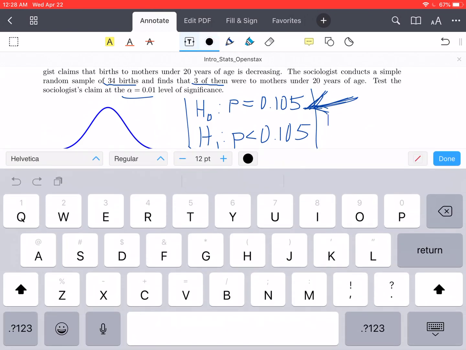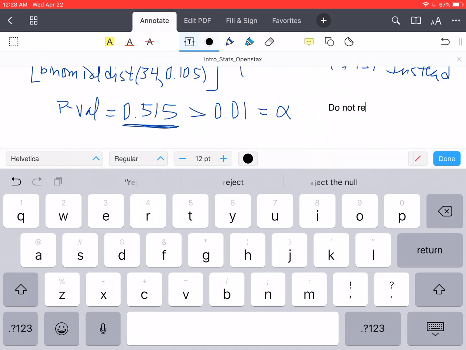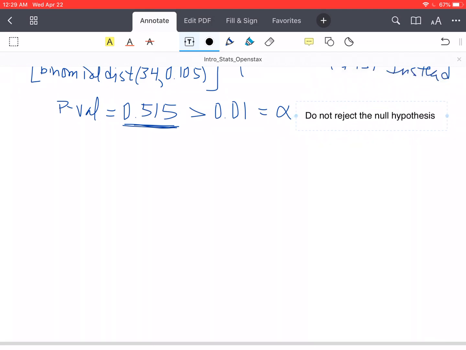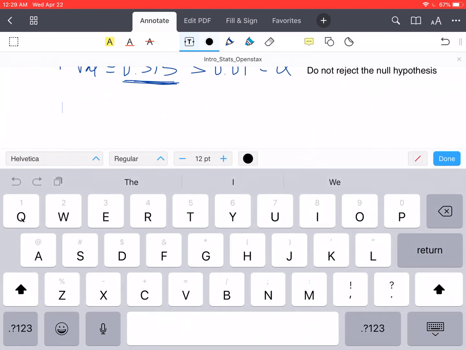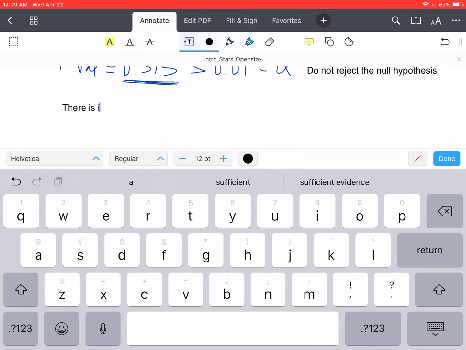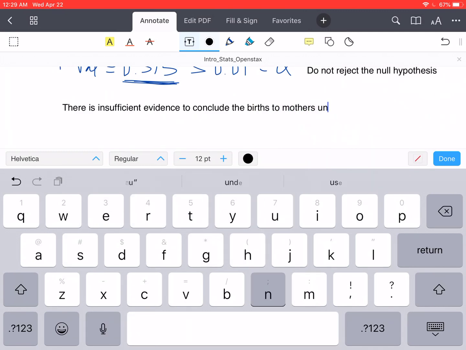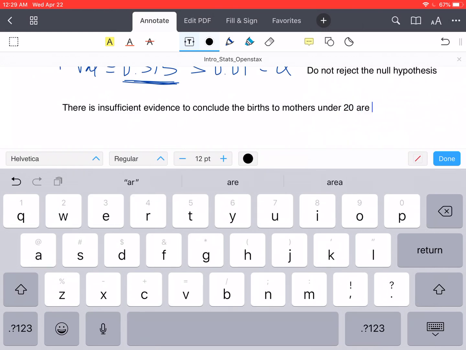So we say here we do not reject the null hypothesis because we do not have a strong enough case to reject it. Again, it's not saying guaranteed, we're just saying we don't have enough evidence right now. So we say there is insufficient evidence to conclude the births to mothers under 20 are decreasing.